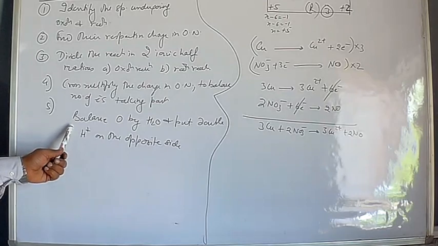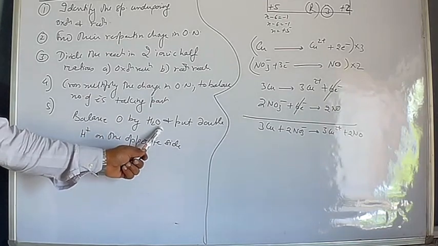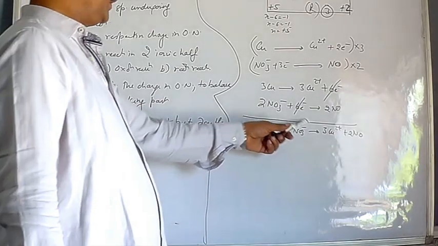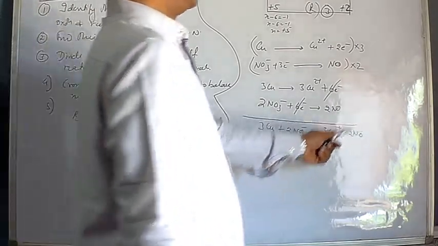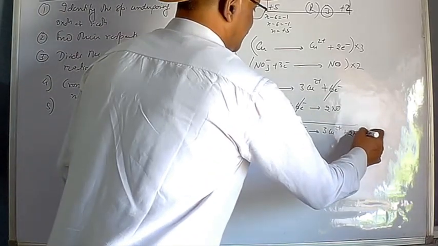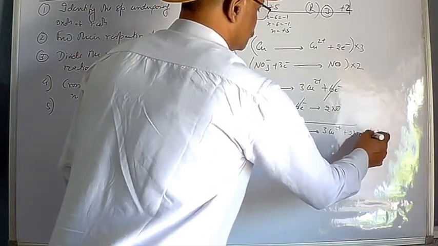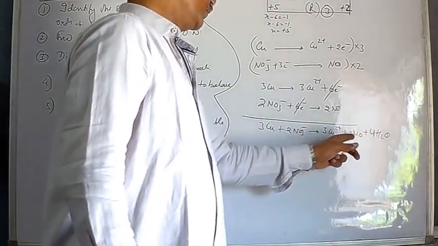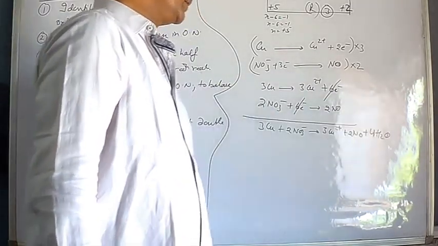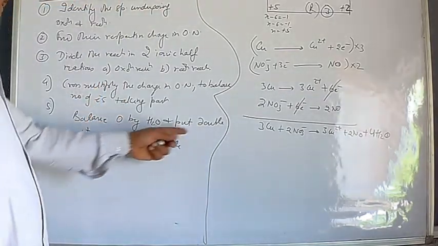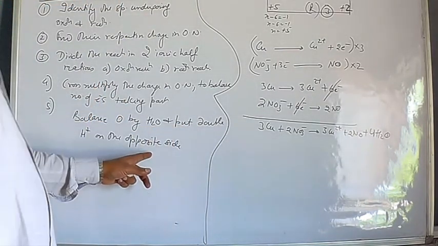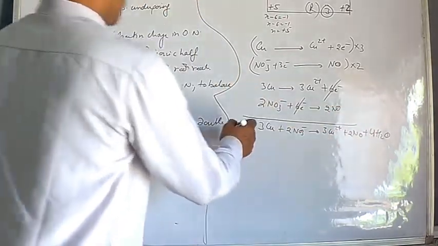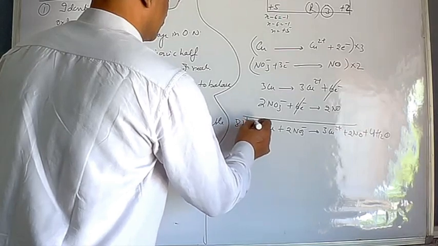Now see what the last step says. Balance O by H2O and put double H+ on the opposite side. Class, how many O here? 6 O. How many O here? 2 O. So if I write here 4H2O, balance O by H2O, then oxygen gets balanced: 2 and 4, 6. And the next step says, put double H+ on the opposite side. How many water molecules here? I put 4. So 4 double is 8. So I'll just put 8 H+ here.